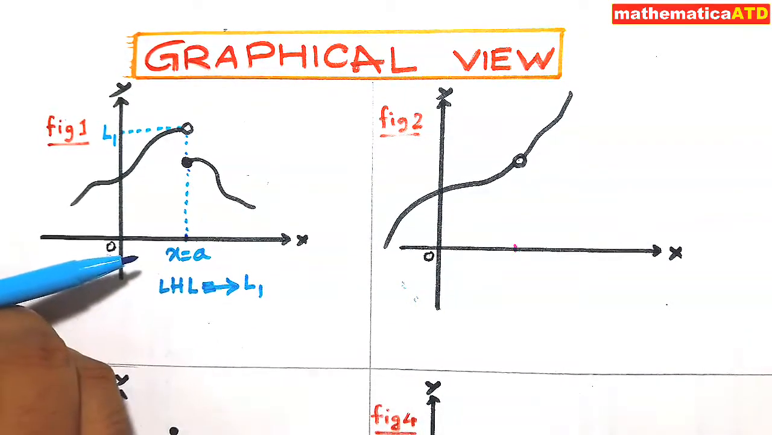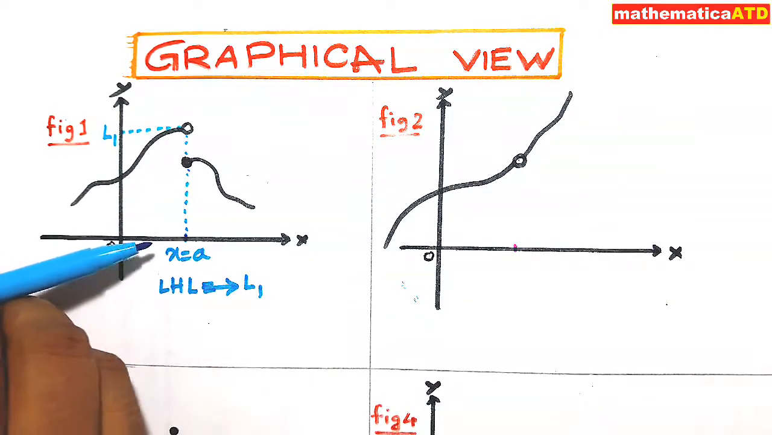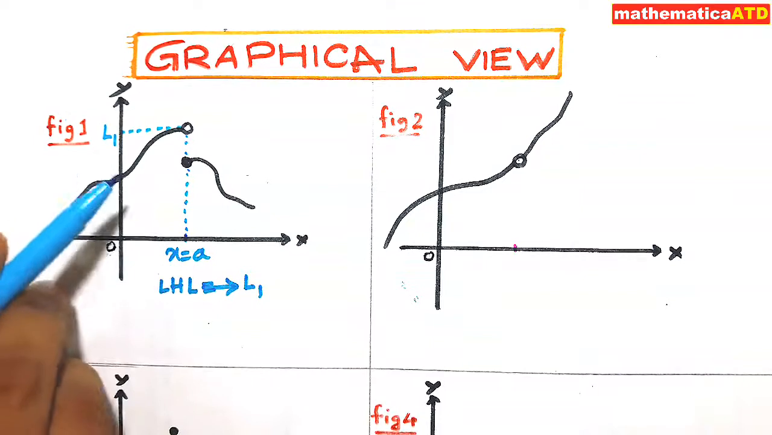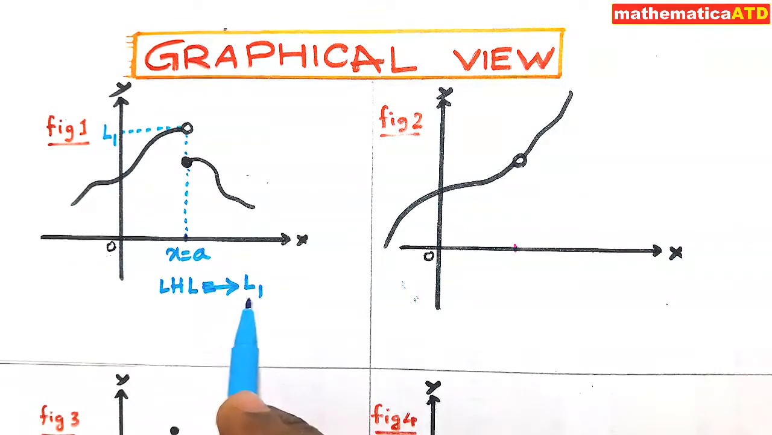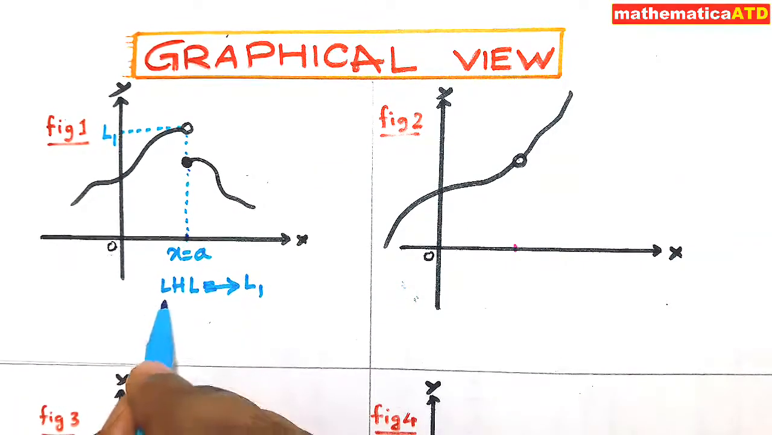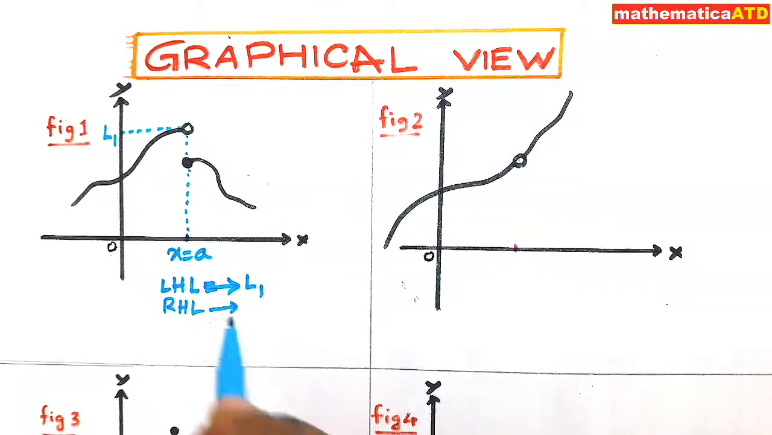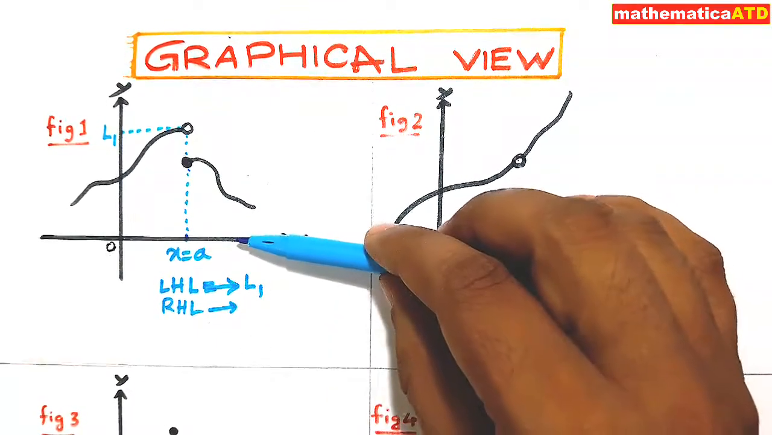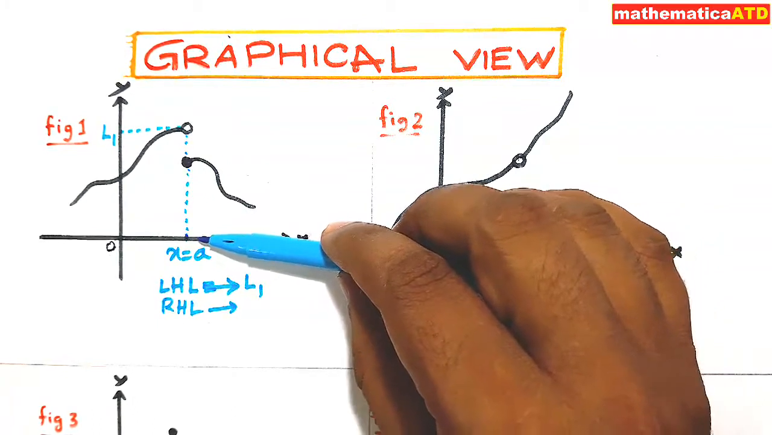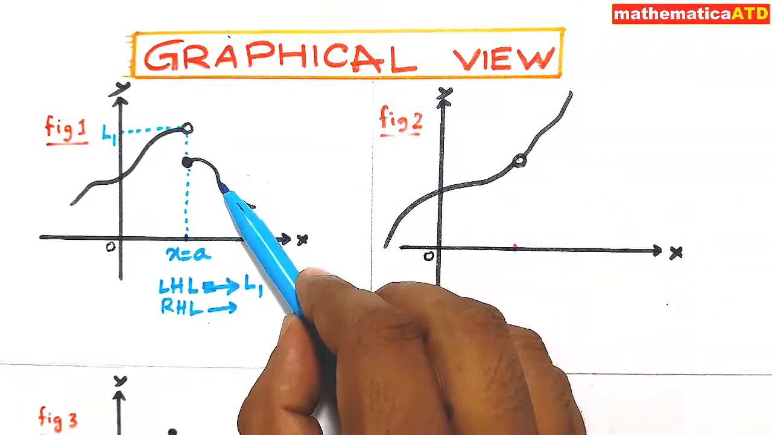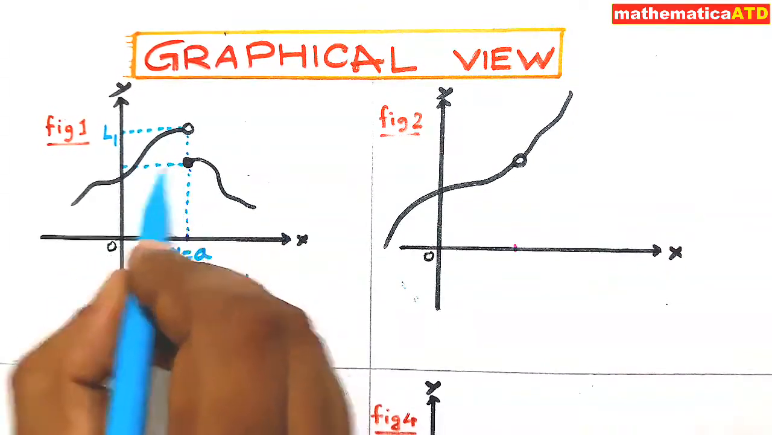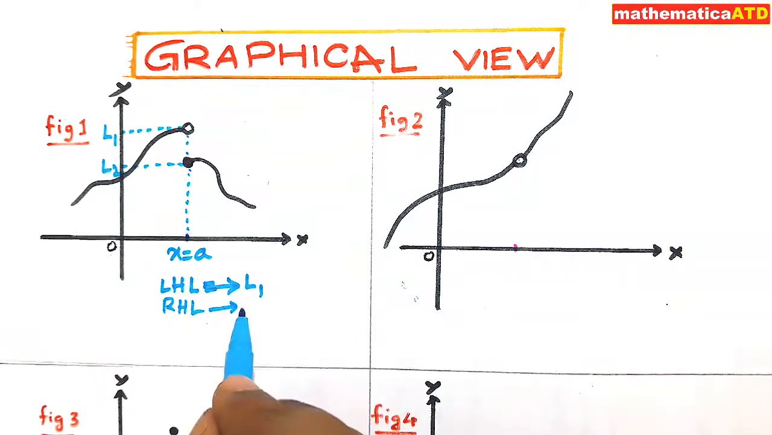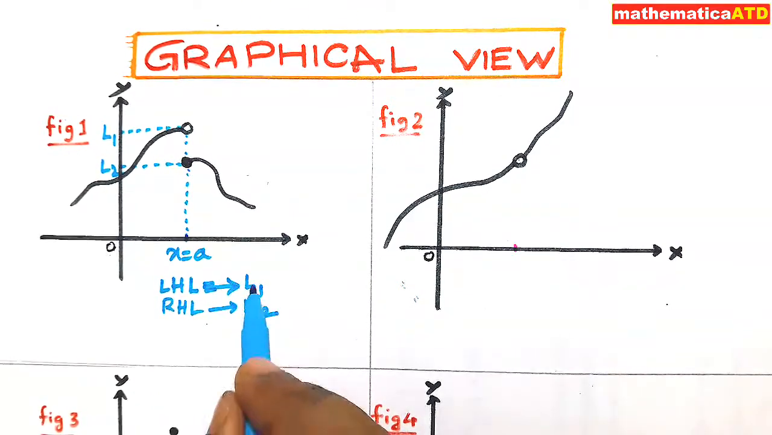That means when x is tending to A negative, this is LHL, then on the curve also f(x) is tending to L1. And RHL is when x is tending to A positive, that means from the right side of A, then on the curve f(x) is tending to this point, and this height we consider to be L2. So RHL is tending to L2. Here L1 and L2 are not equal.